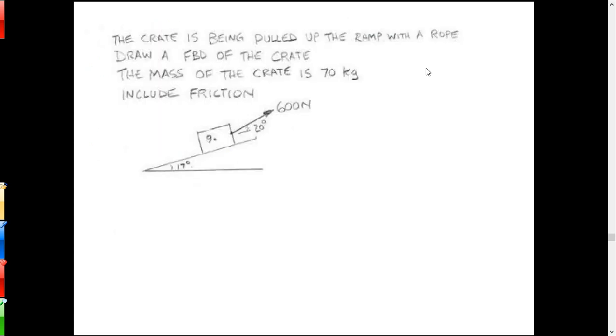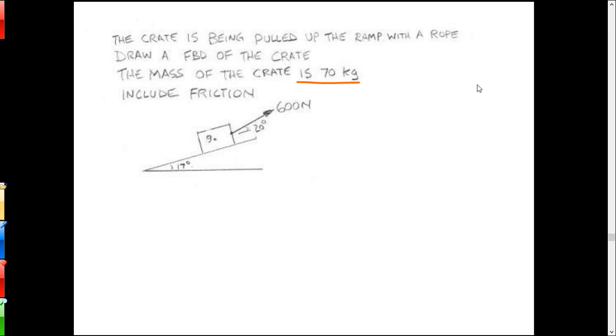Let's have a look at this one. We're going to pull a box up a ramp. We've got that 600 Newton force we're using. We're going to look at friction here too. Mass of the crate is 70 kilograms. So why don't you pause and give that a try, and we'll have a look.